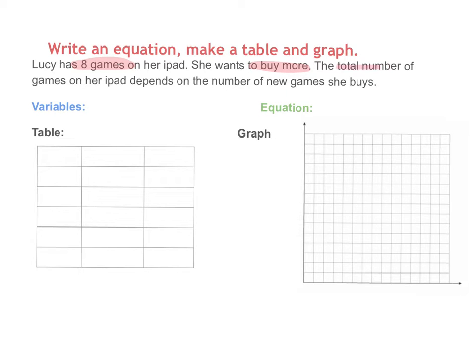Then it says the total number of games on her iPad. So we always know something is set equal to a total, right? And then that depends on the number of new games she buys. Okay, so let's think about this. We know that to write an equation, we need a y and an x, or in this case, we could name them other things if we wanted to, but I'm going to keep it y and x. So I know that we would have y, and that's going to represent her total number of games. That's me defining my variable, so I know what that represents. I also know that she has x. This is the number of new games she buys.